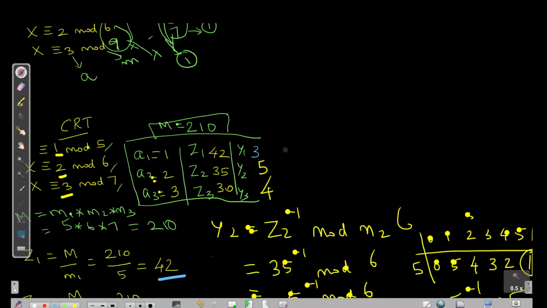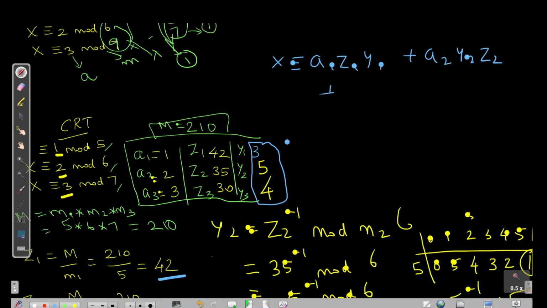So now I got y1, y2, y3 as 3, 5, 4. Now the final answer is about to be obtained. For obtaining the unknown value capital X, it is congruent to a1 z1 y1 plus a2 z2 y2 plus a3 z3 y3, overall mod capital M. This is the final value.